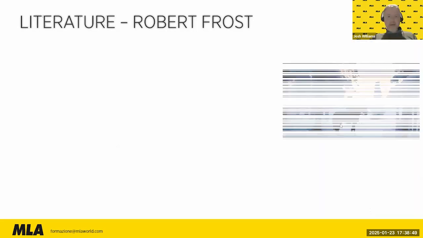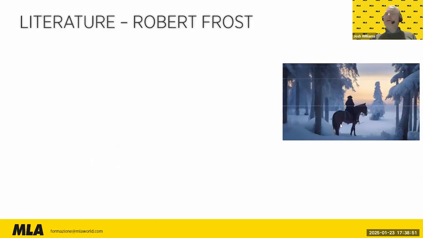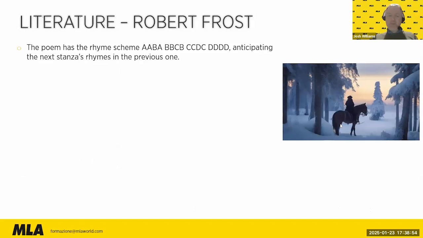Well-known poem that you might know, but it's a lot darker than sometimes people realise. Okay, the poem has this rhyme scheme of A B A B B C B C C D C, and a final stanza of all the same. Okay, partly because of this repetition in the last two lines. A little bit like Dante with Terza Rima, we have the previous stanzas anticipate the next ones.